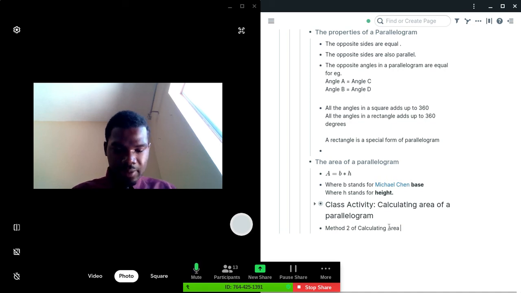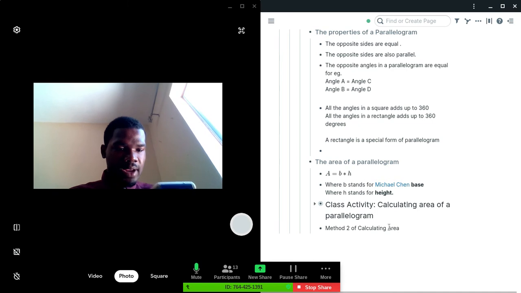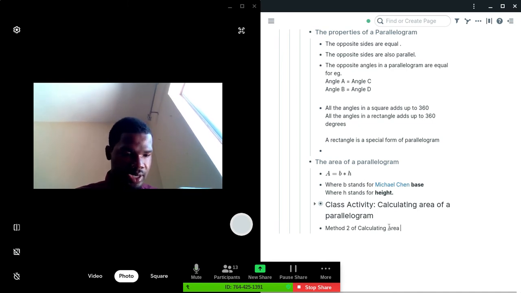Alright, do you guys see the picture? No, sir. Alright, it's loading up. Tell me if you see it now. It should be with the title, area of a parallelogram, counting squares. Can everybody see it now?